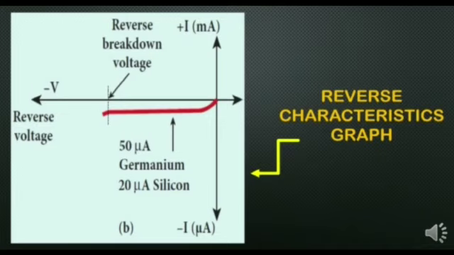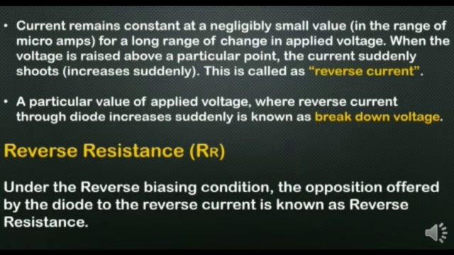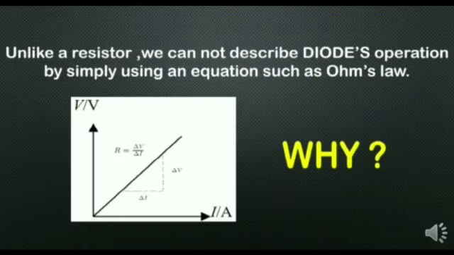Now, let's see what is reverse resistance. Under the reverse biasing condition, the opposition offered by the diode to the reverse current is known as the reverse resistance. Ideally, the reverse resistance of a diode is considered to be infinite. However, in actual practice, the reverse resistance is not infinite because the diode conducts a small leakage current due to the minority carriers when it is reverse biased.